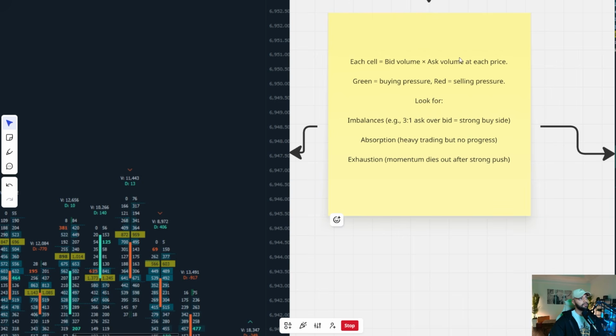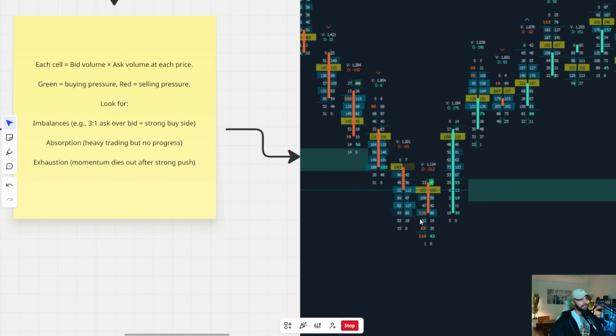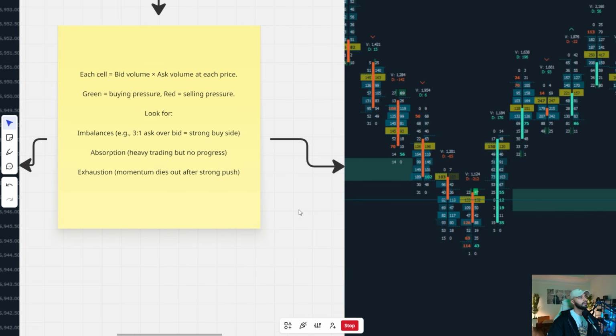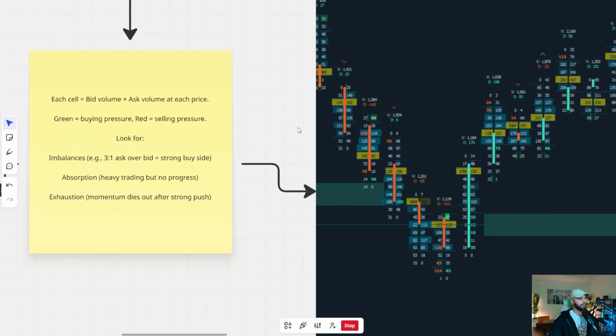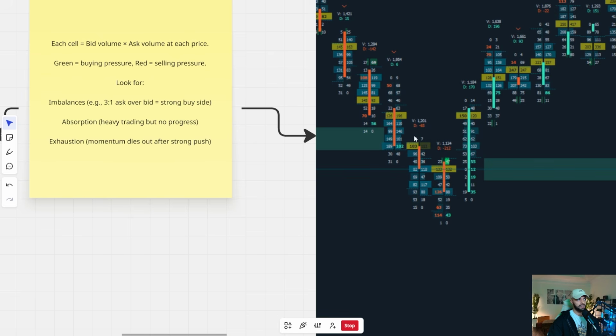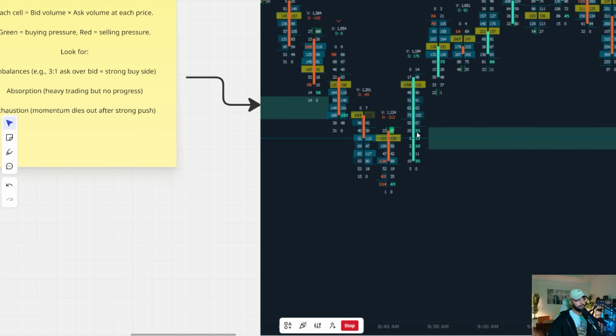Each cell is bid volume x ask volume. So what this means is one side shows you all the offers hitting, all the aggressive sell offers, and the other side shows you all the aggressive buy offers, right? Green is buying pressure, red is selling pressure. So basically all these bubbles you see on Bookmap are being plotted on a candlestick for you on one side and on the other side. So it's a different visual representation of order flow, basically showing you the same thing except for the level 2, obviously. But there's imbalances. We're going to talk about these imbalances in a second.